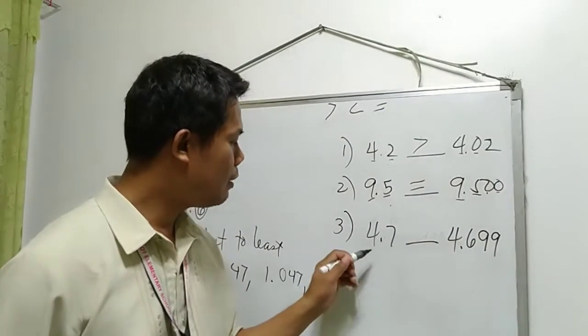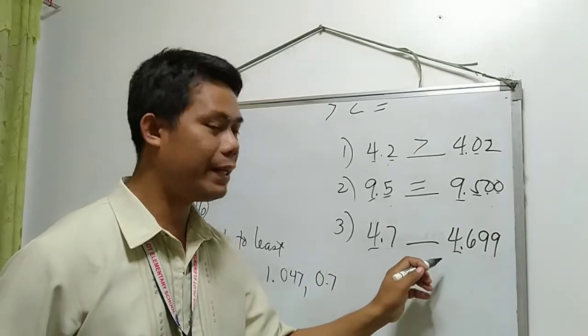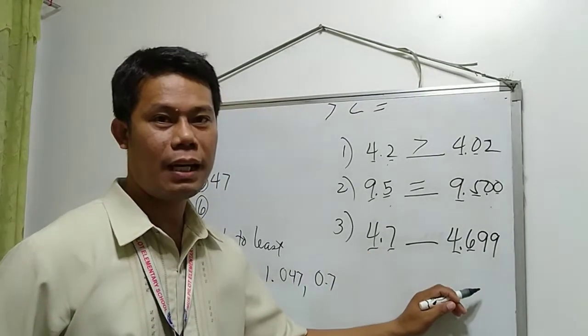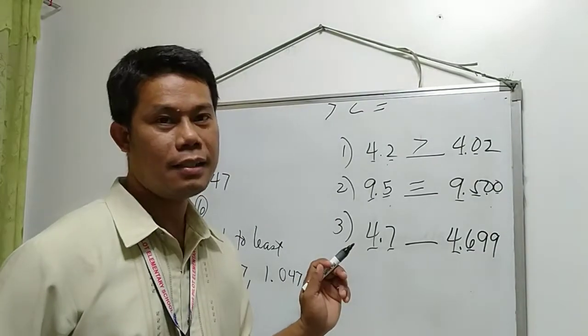Now this one, 4, 4. Parehas sila. 7, 6 lang siya. So sino malaki? Si 4 and 7 tenths.